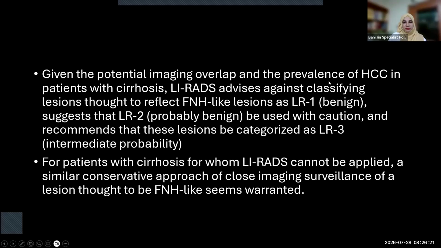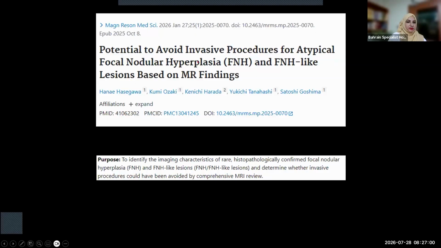Given the potential imaging overlap and the prevalence of hepatocellular carcinoma in patients with cirrhosis, LIRADS, the Liver Imaging Reporting and Data System proposed by the American College of Radiology, advises that even a typical FNH lesion should not be labeled as benign or probably benign in a cirrhotic population. It should be labeled as intermediate probability, even though it shows the characteristic features of FNH on imaging. In patients with cirrhosis where LIRADS cannot be applied, these lesions, although appearing like FNH, should be kept under surveillance and closely imaged at regular intervals.